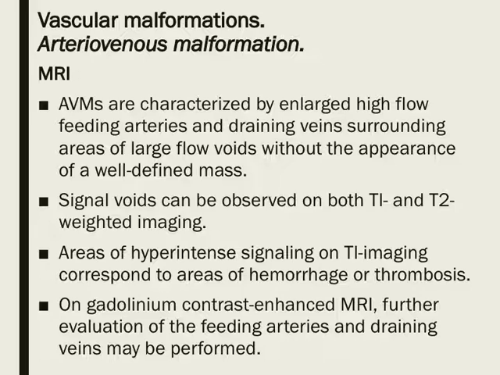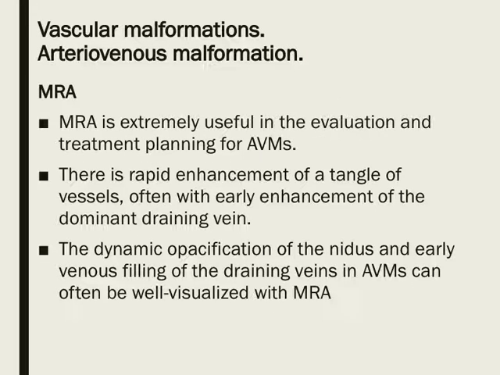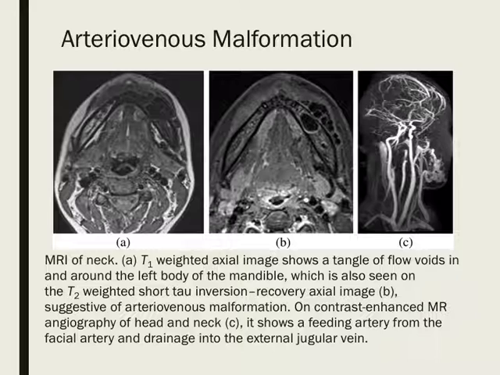On MRI, for arterial malformation, as we said, it's fast flowing, so it means that you are going to have signal void within these vessels, both on T1 and T2. And then if there's a thrombus or hemorrhage, you see a hyperintense area on T1. With gado, it shows enhancement, then you see the feeding artery and then the draining vein. MRA is very important in making these diagnoses for the artery and the vein.